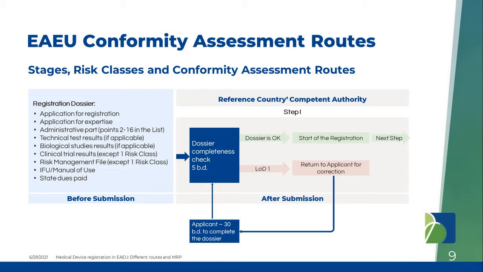Next part, it's the administrative part. These are points from 2 to 16 in Annex 4 to the decision number 46. After this part come technical test results, biological studies results, and clinical trials results, except for first risk class medical devices. And we will discuss the clinical trials and the current situation with the trials separately.